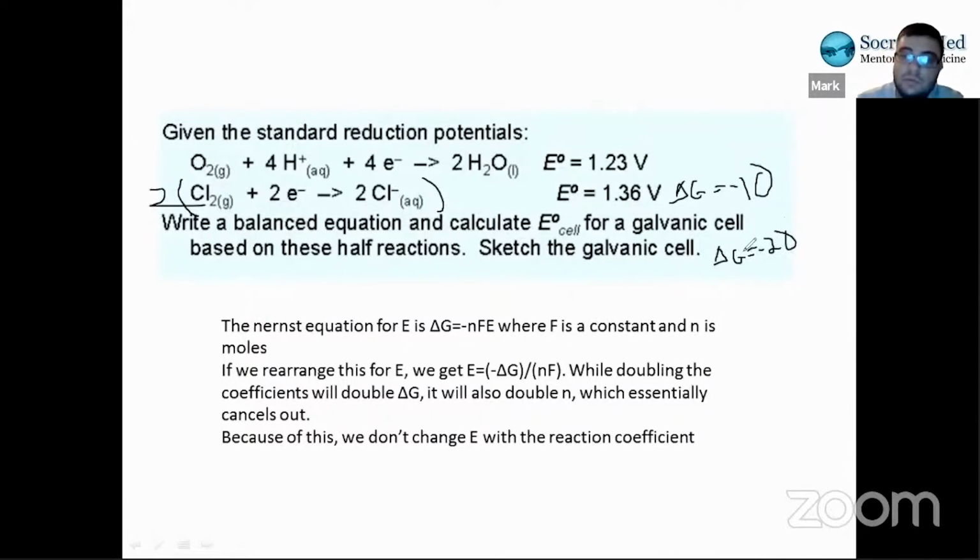But if you notice, you multiplied delta G by 2, but N is moles, right? And the moles have also doubled, just like delta G. So while delta G has doubled in the numerator, moles in the denominator has increased by the same amount, has doubled, right? That cancels out, and that's why E remains the same. So if you double the coefficient, delta G doubles, but N also doubles in the denominator, and then they cancel out. Ultimately, E doesn't change; it stays the same, right? And that's important.